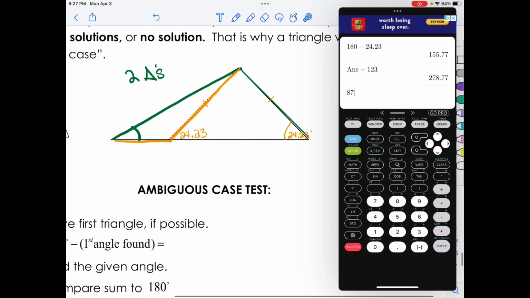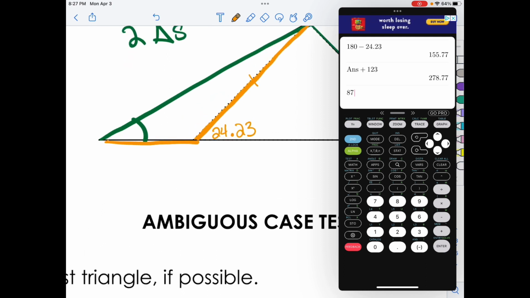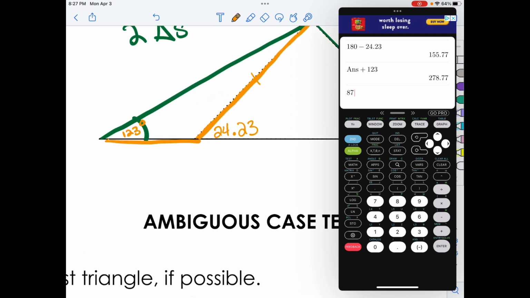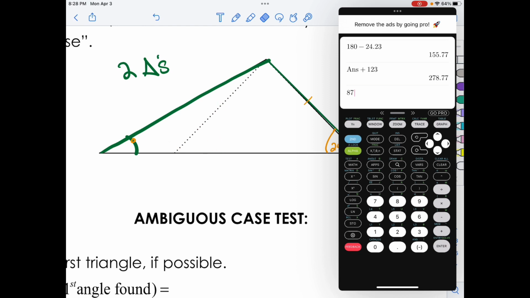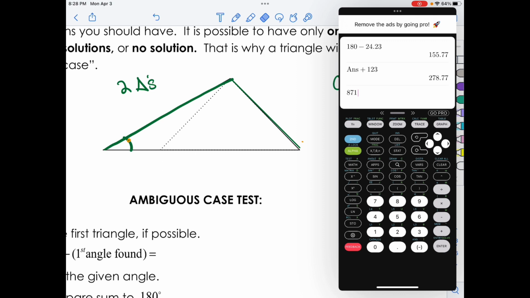And the way that we check is to see if the original angle, which I know this is completely not to scale, the 123 degree angle plus this obtuse angle, 180 minus 24.23, 155.77, could they possibly form a triangle, an actual triangle? And the answer is no. That already adds up to more than 180 degrees. It's never going to create another triangle. And that's why that is not more than one case. It's only one triangle in that. Now I'll show you an example where there are two triangles.